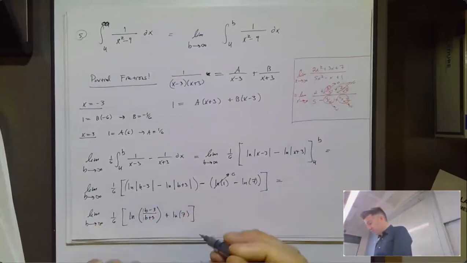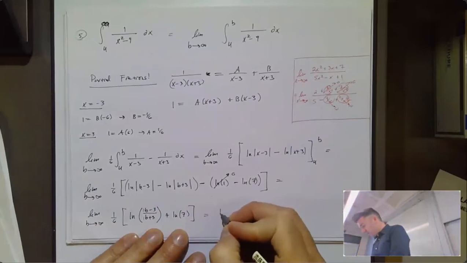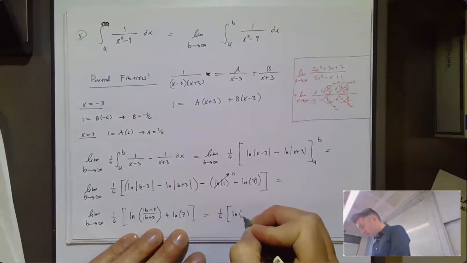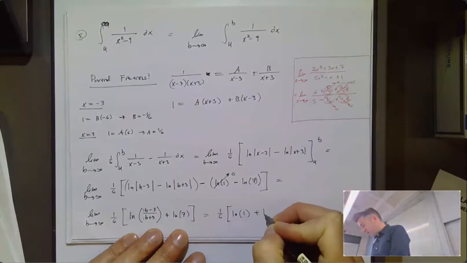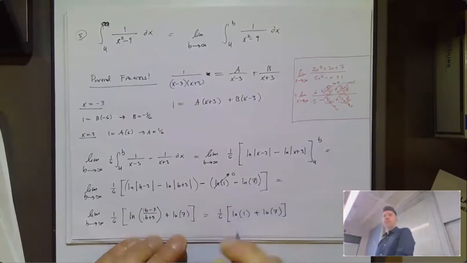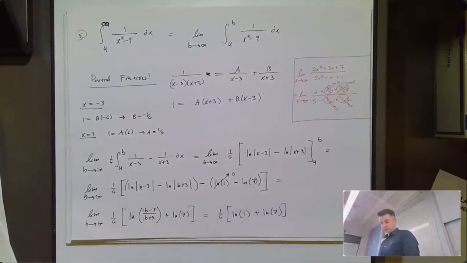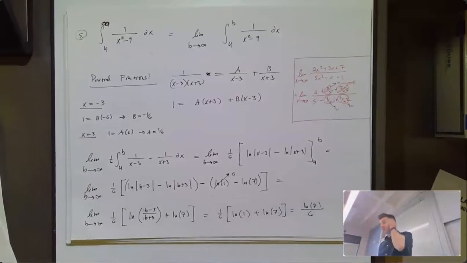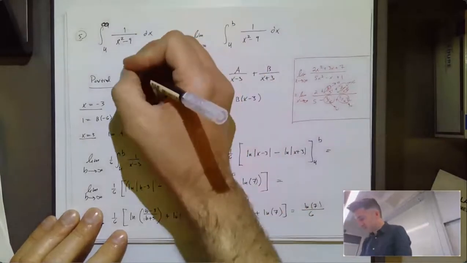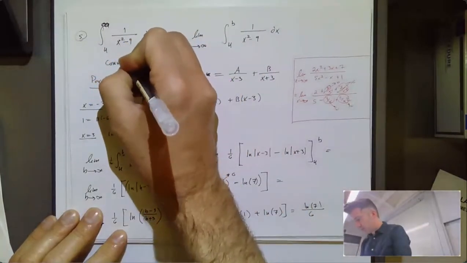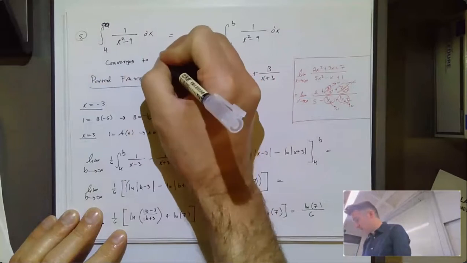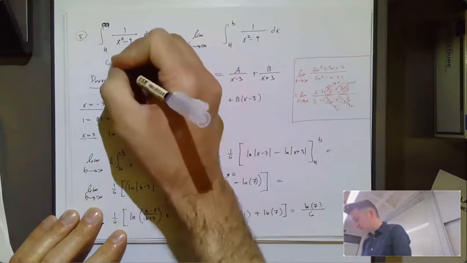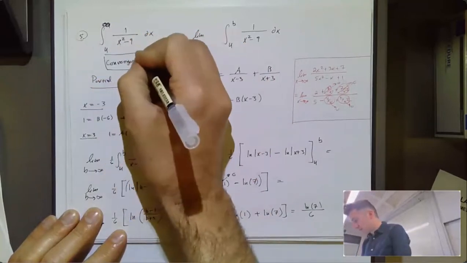So this ends up equaling 1/6 times the natural log of 1 plus the natural log of 7. But the natural log of 1 is 0, so we literally just end up getting the natural log of 7 over 6. So this integral converges. And it converges to the natural log of 7 divided by 6. It's kind of cool.